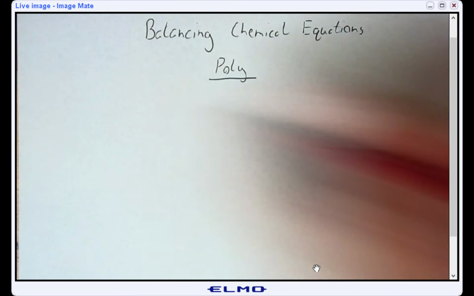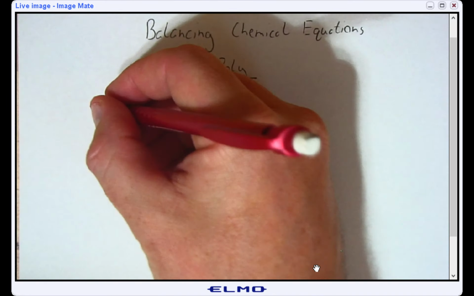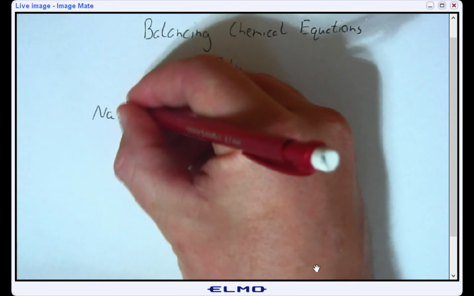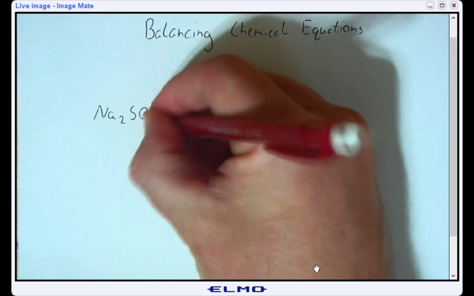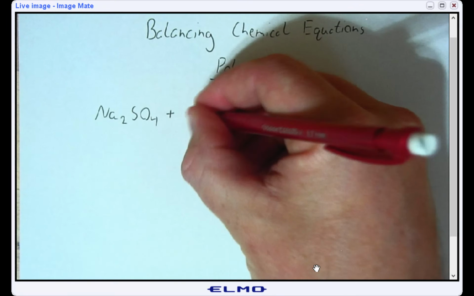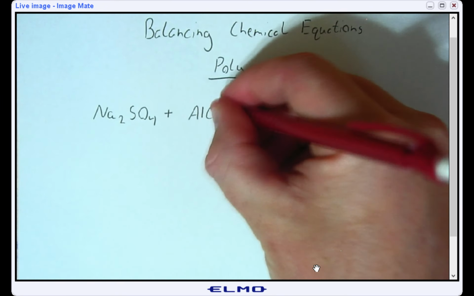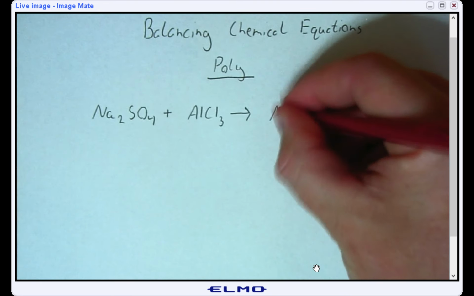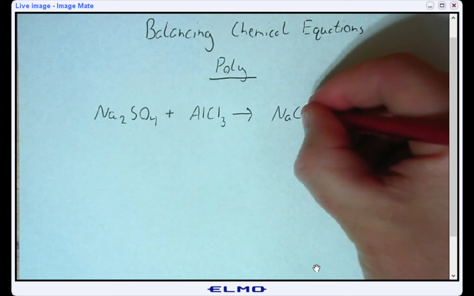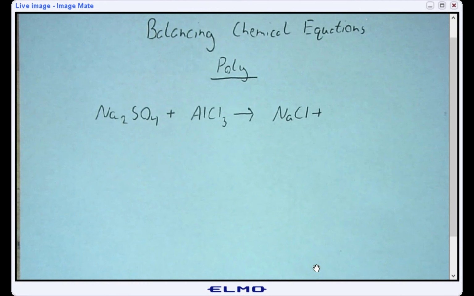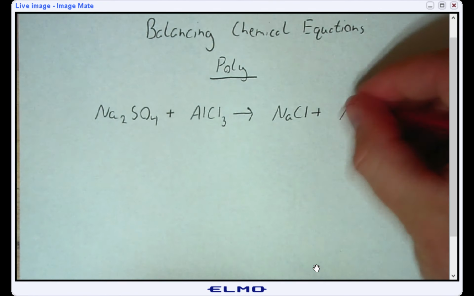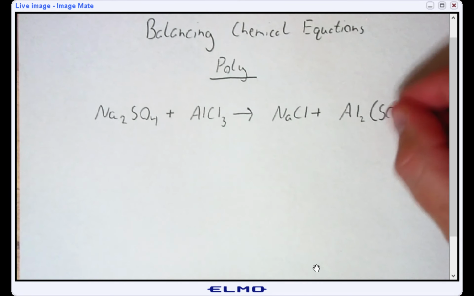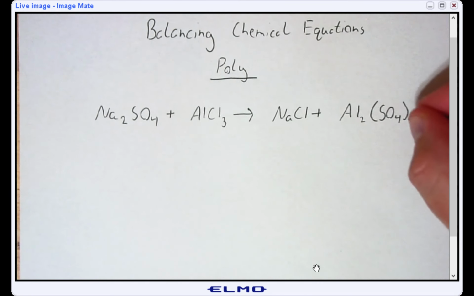So let's give you a chemical equation illustrated here. Let's do sodium sulfate plus aluminum chloride, and that yields sodium chloride, good old table salt, and aluminum sulfate.